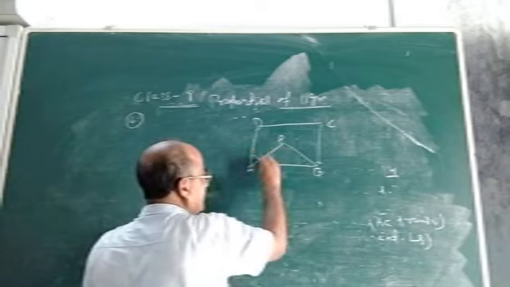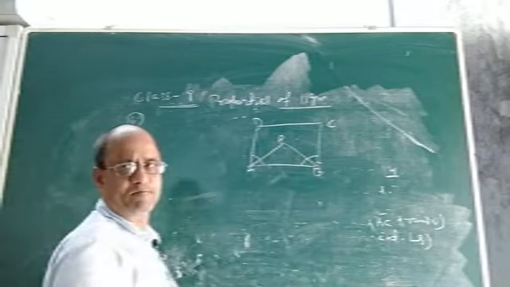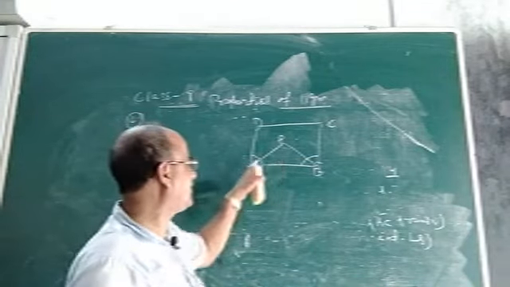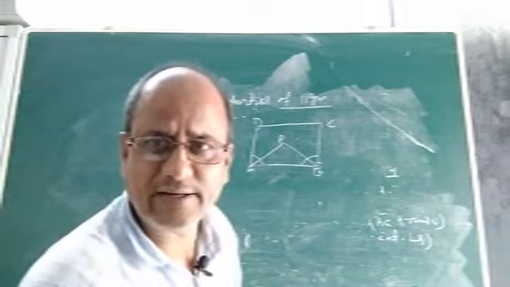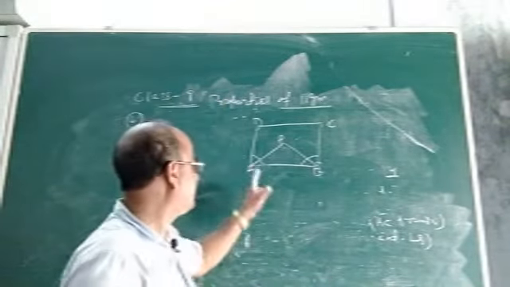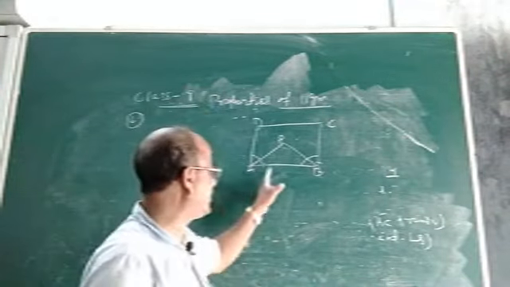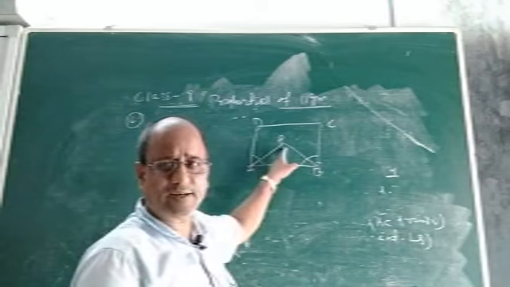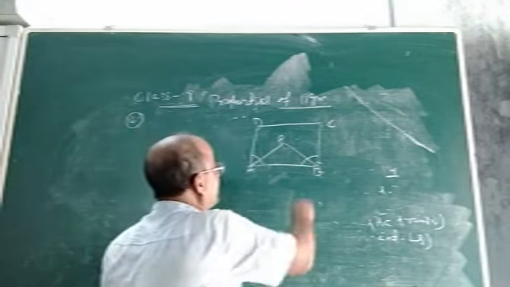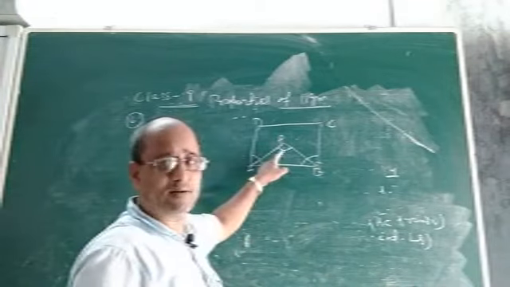Suppose AP is the bisector of this angle, and BP is the bisector of this angle. If you take the bisector of any two consecutive interior angles, suppose they intersect at the point P. Now what will be the measure of this angle? What will be the measure of this angle?